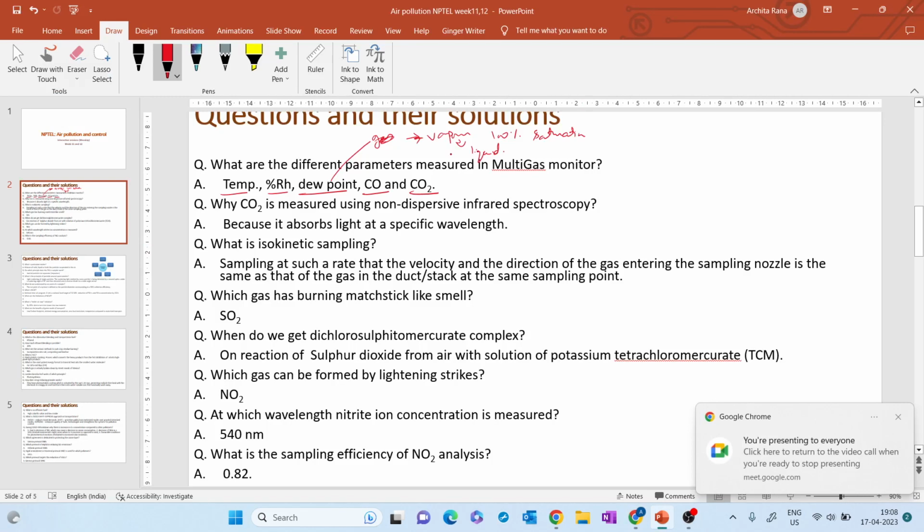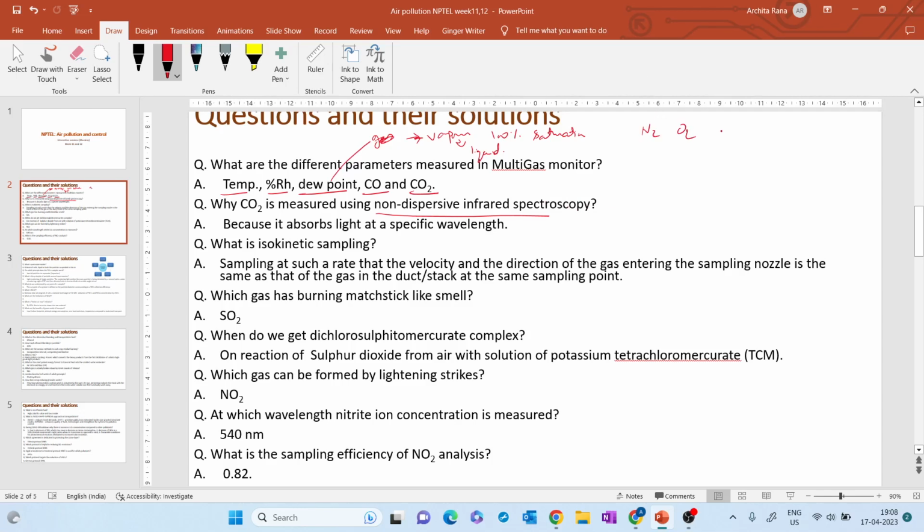So, along with these multi-gas monitors, there is another type of analyzer, or you can measure CO2 using non-dispersive infrared spectroscopy. Generally gases like N2 and O2 you cannot measure using spectroscopy, because the principle of spectroscopy is light. How a molecule behaves in the presence of a particular wavelength of light determines whether it can be measured by spectroscopy or not.